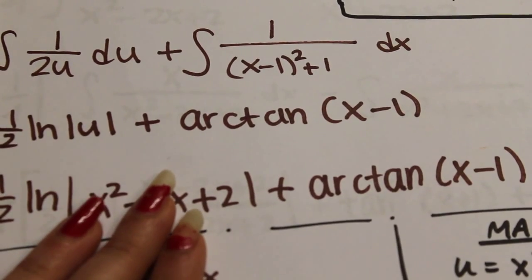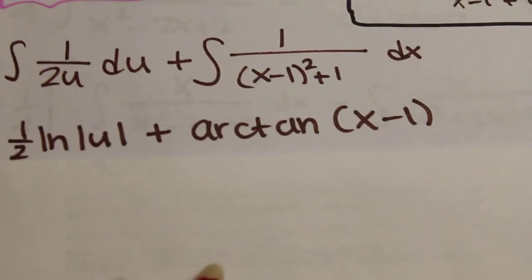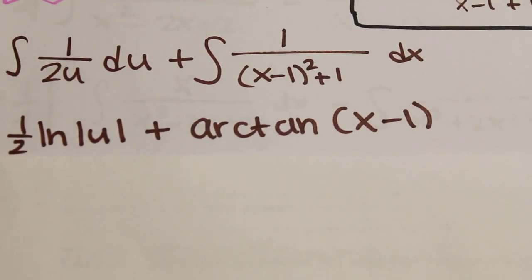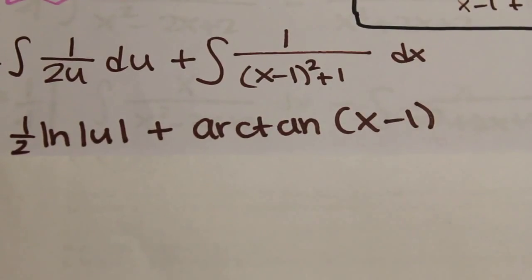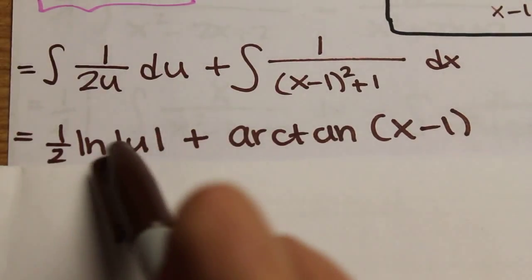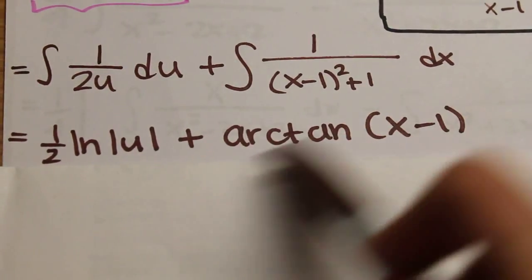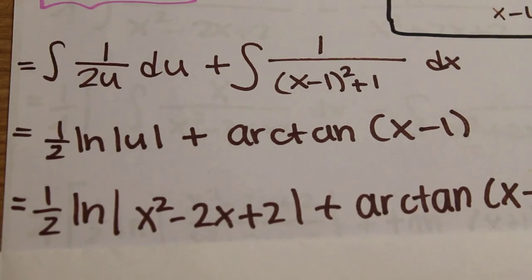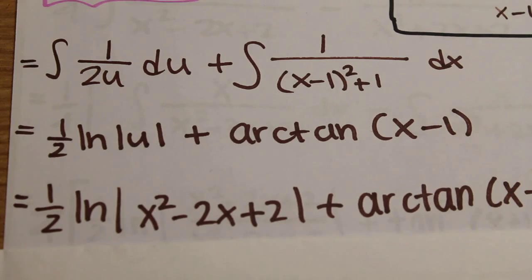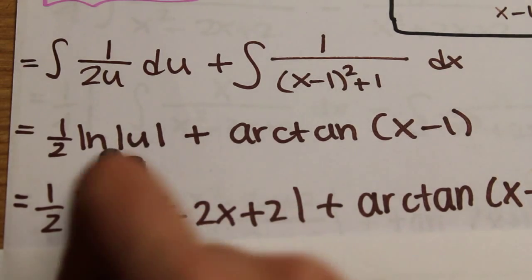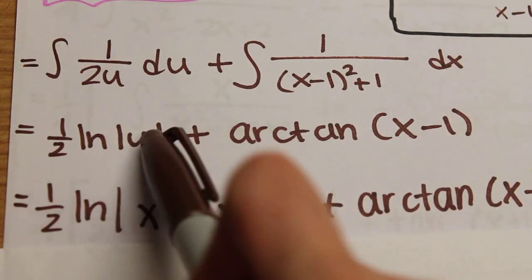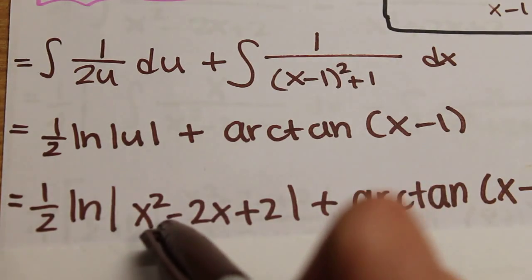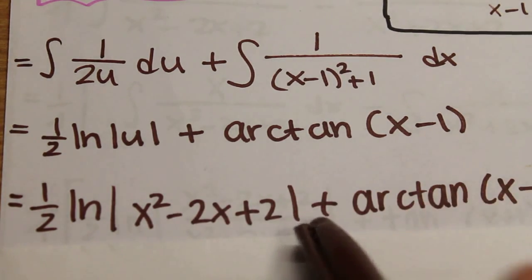On an exam, if you see it like I did, you can just plug it in, because this is one of the equations that we are actually allowed to memorize. Pretty sure. Alright, so now we are left with half ln of absolute value of u plus arctan of x minus 1. And all we have to do now is plug in the u value, right? So that's x squared minus 2x plus 2.